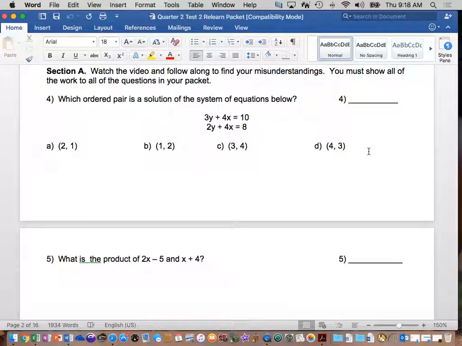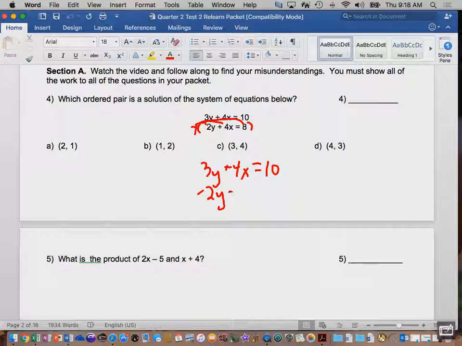So, next section A. Watch the video. It says, which ordered pair is a solution of the system of equations below? And what I notice is that the 4x's match up, but they do not have opposite signs. So I need to distribute a negative 1 to the bottom equation. The top equation stays 3y plus 4x equals 10. The bottom one, distributing that negative to all 3 terms, becomes negative 2y minus 4x equals negative 8.